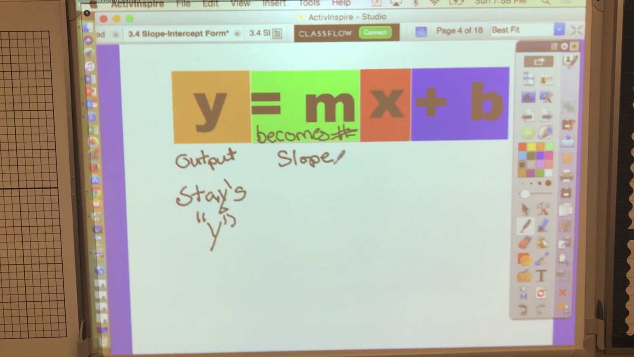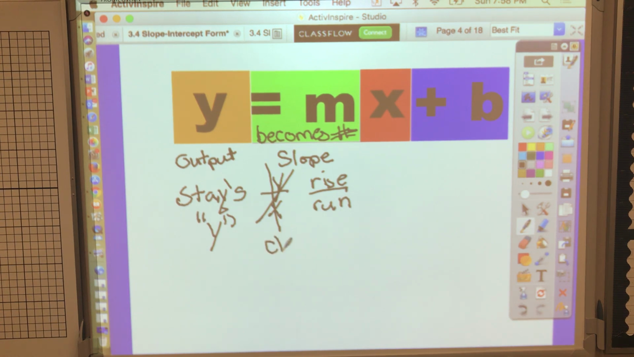Since these are non-proportional, that y over x will not work. This is not an option. We cannot do that. So for these equations, the only ways we can find slope is rise over run. Remember that's easiest from a table, from a graph, or from a picture.